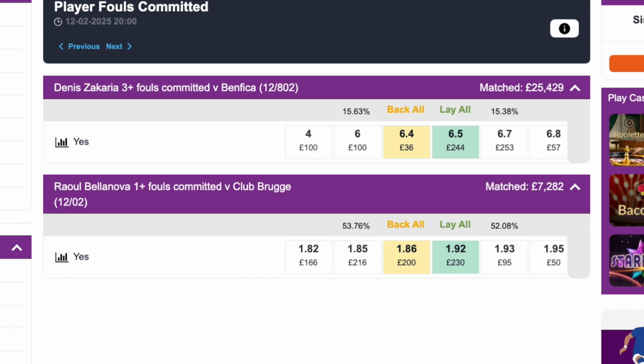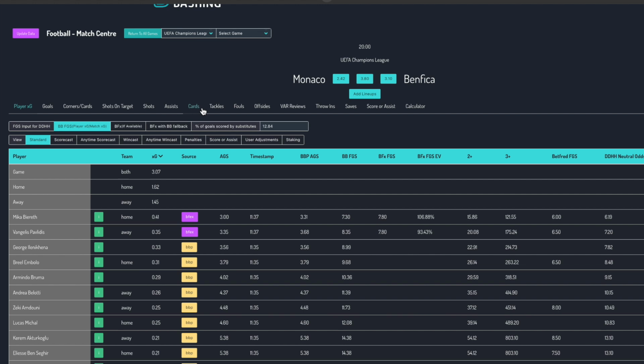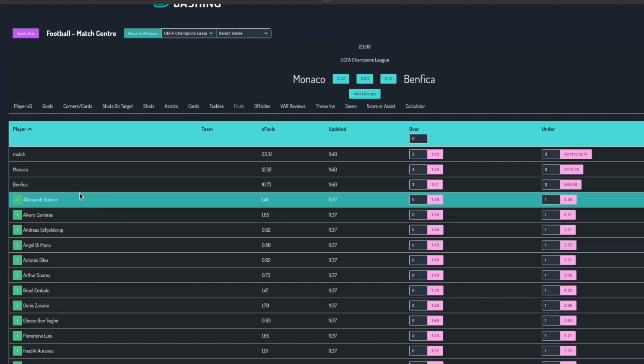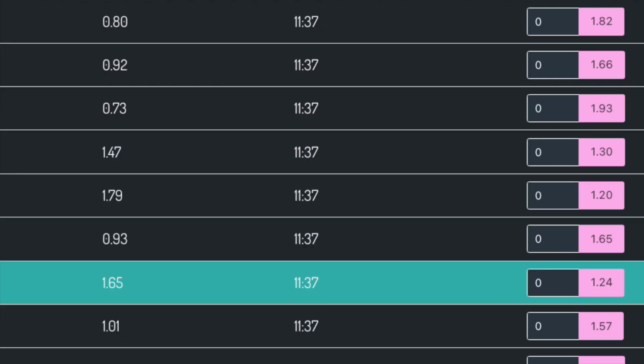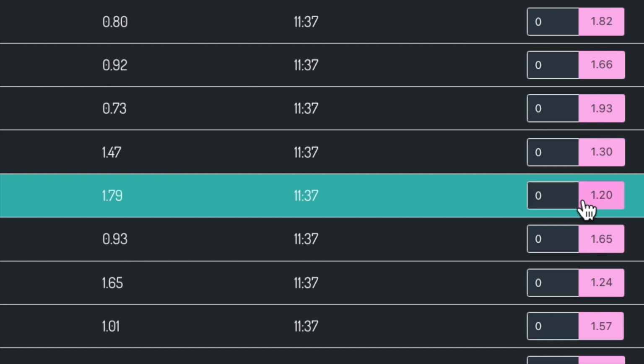Now, if I go over to the match centre here, for Monaco Benfica tonight. If I pop over to fouls, I see Dennis Zakaria here. We have an expectancy of 1.79 fouls in this game. Sort of ties in with his 7 fouls from 4 games, which would be 1.75. The over 0, so 1 or more odds are 1.2. And if I just raise this up to over 2, I get 3.75.